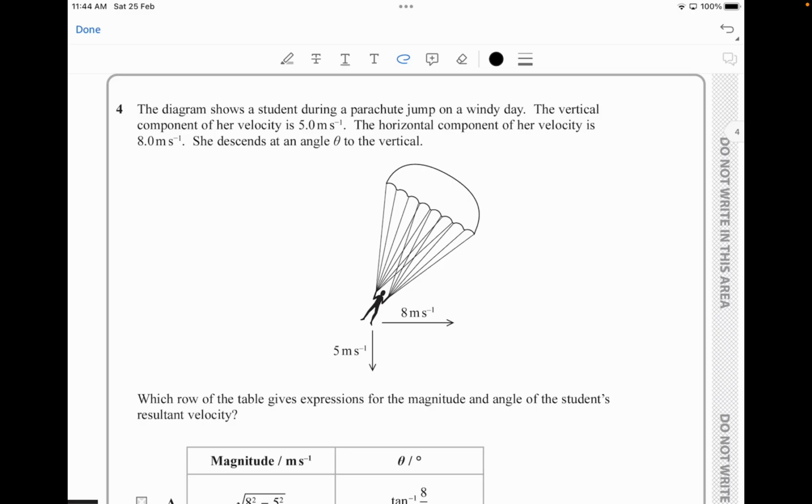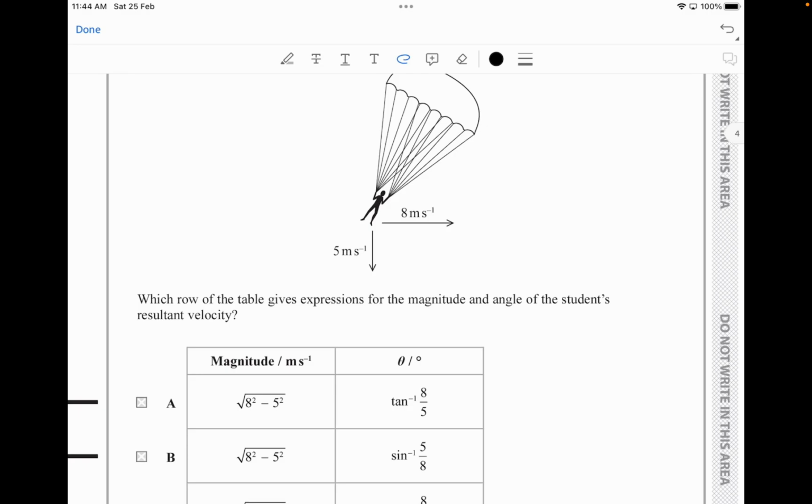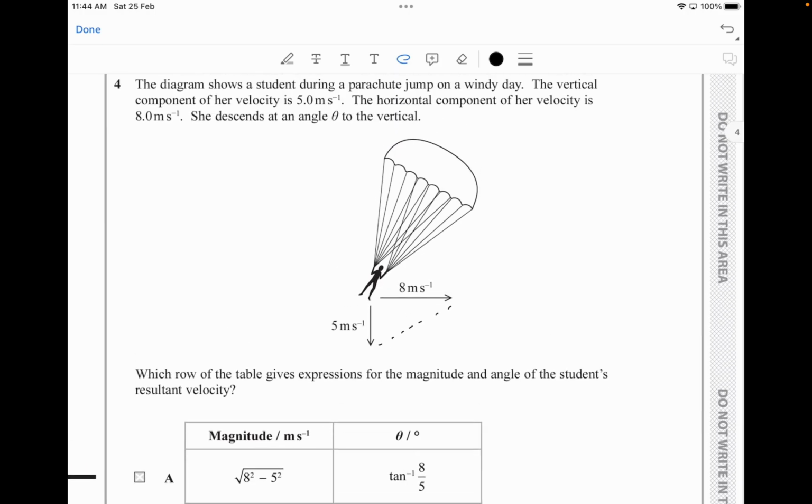She descends at an angle of theta to the vertical. So we can see a nice little diagram there. Which row of the table gives the expression for the magnitude and angle of the student's resultant velocity? To answer this question, we know that the resultant velocity is found by the tip-to-tail method. So we're going to find the velocity by using Pythagoras' theorem.